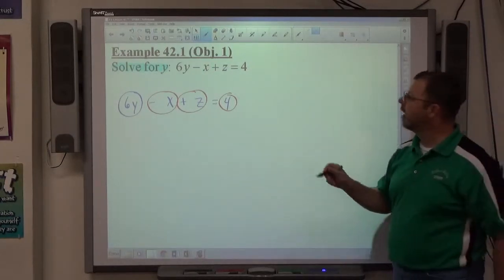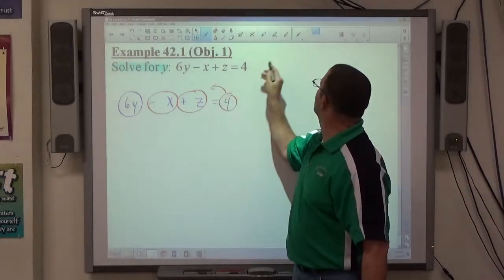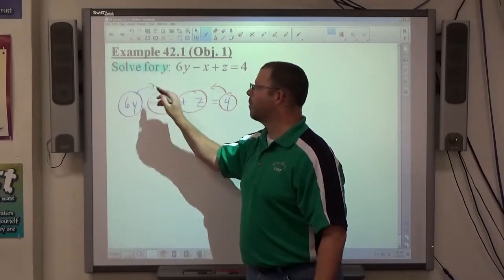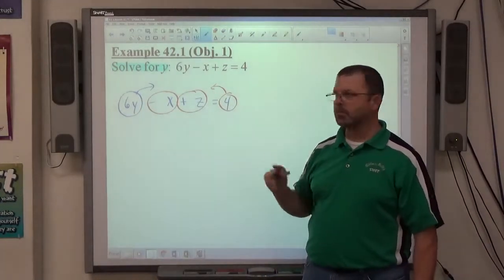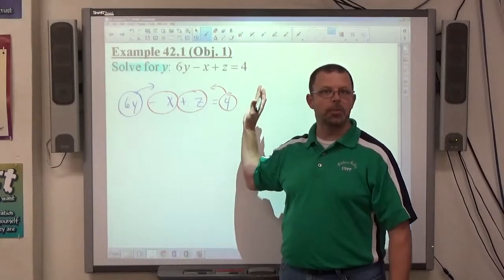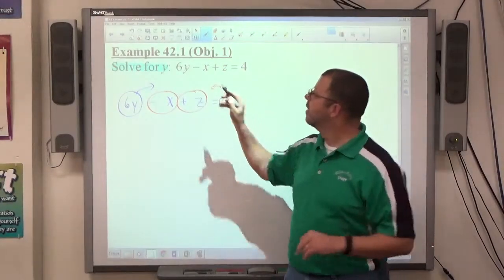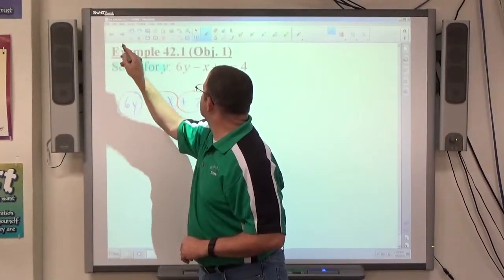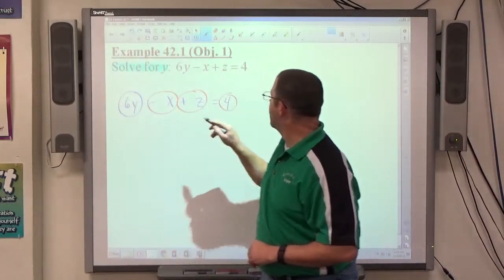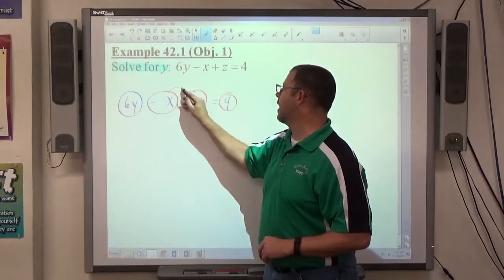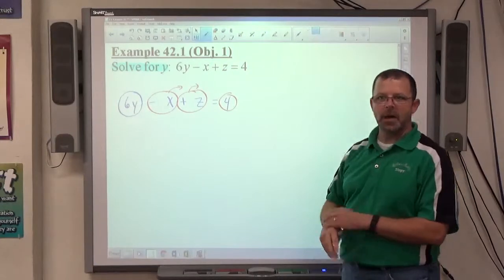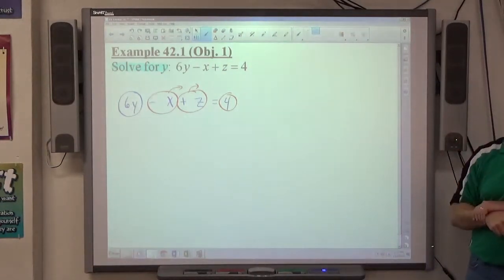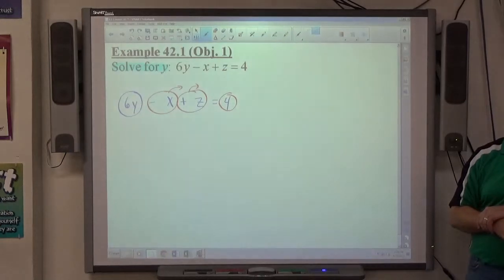Way number 1, I can move the 4 to the left, I can move the 6y to the right. That would make that happen, right? Everything on the left would be red, everything on the right would be blue. All would be fine. Option number 2 would be to move x and z over to the right, keeping 6y and 4 where they're at. That would keep everything red over to the right, everything blue over to the left. Both of those options are correct. It doesn't matter which one you choose.